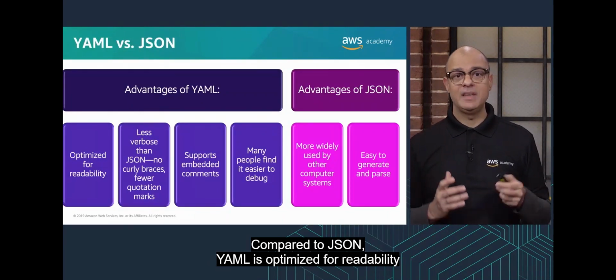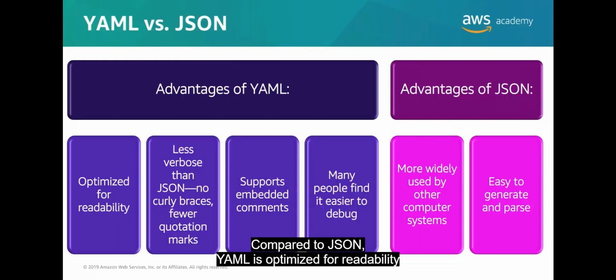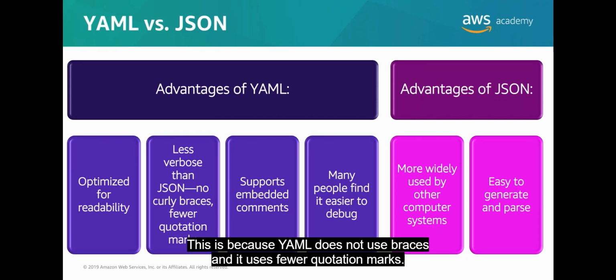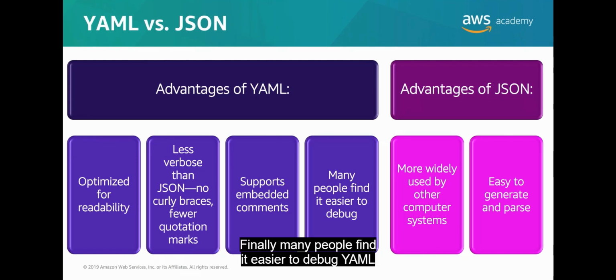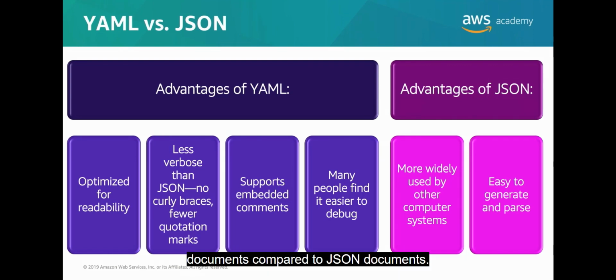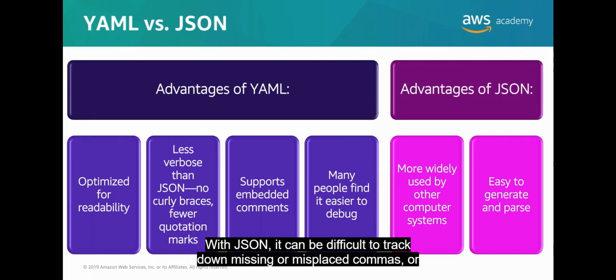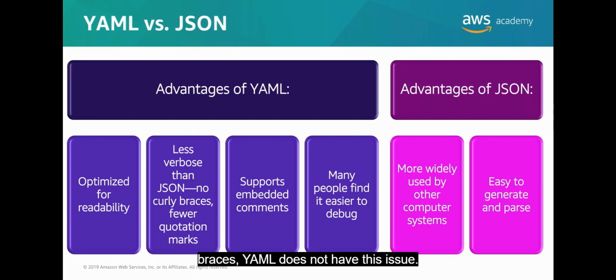Compared to JSON, YAML is optimized for readability. The same data that is stored in JSON takes fewer lines to store in YAML. This is because YAML does not use braces, and it uses fewer quotation marks. Another advantage of YAML is that it natively supports embedded comments. Finally, many people find it easier to debug YAML documents compared to JSON documents. With JSON, it can be difficult to track down missing or misplaced commas or braces. YAML does not have this issue.